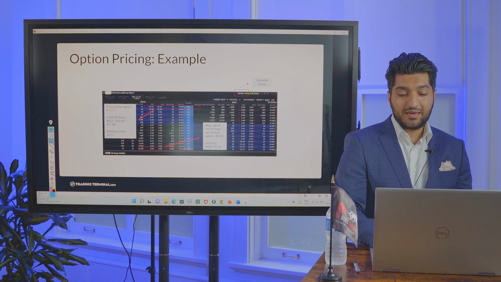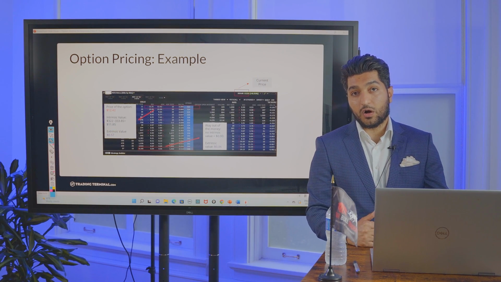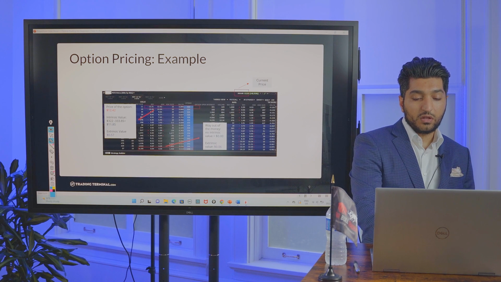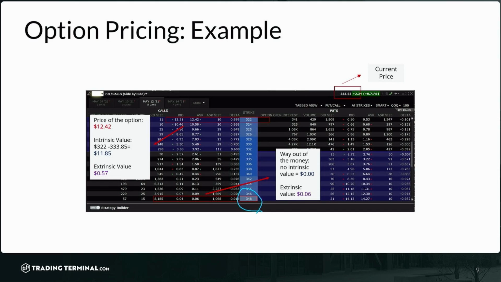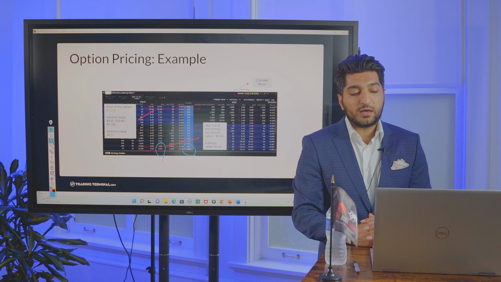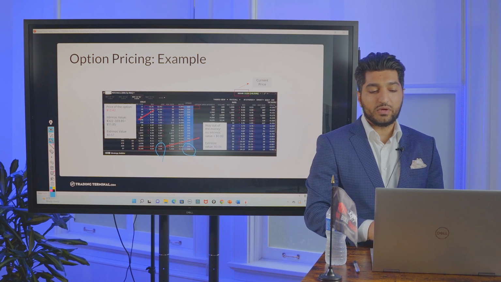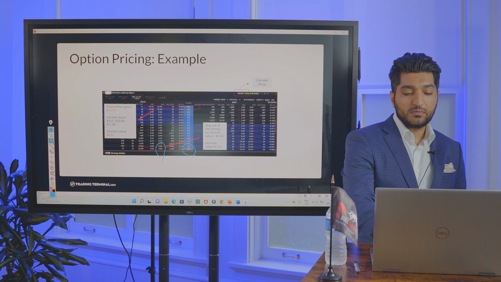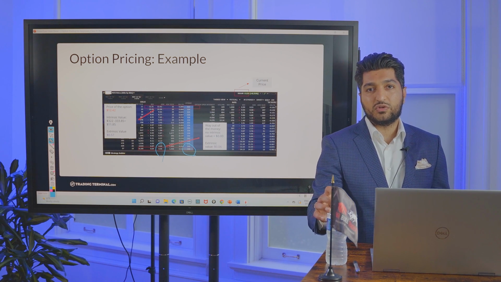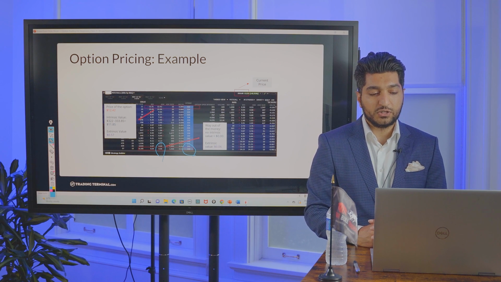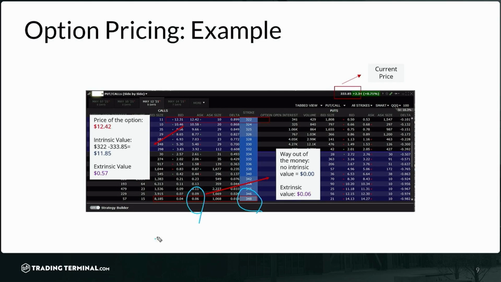Let's take a look at a way out of the money call. So the out of the money call in this case is 348 in the option chain. Look at what it's trading for, about 6 cents. So is there any intrinsic value in this option? Not really, right? This is 348 minus 334. The number is going to be negative. So there's no intrinsic value in this option. So all this 6 cents is all extrinsic value.